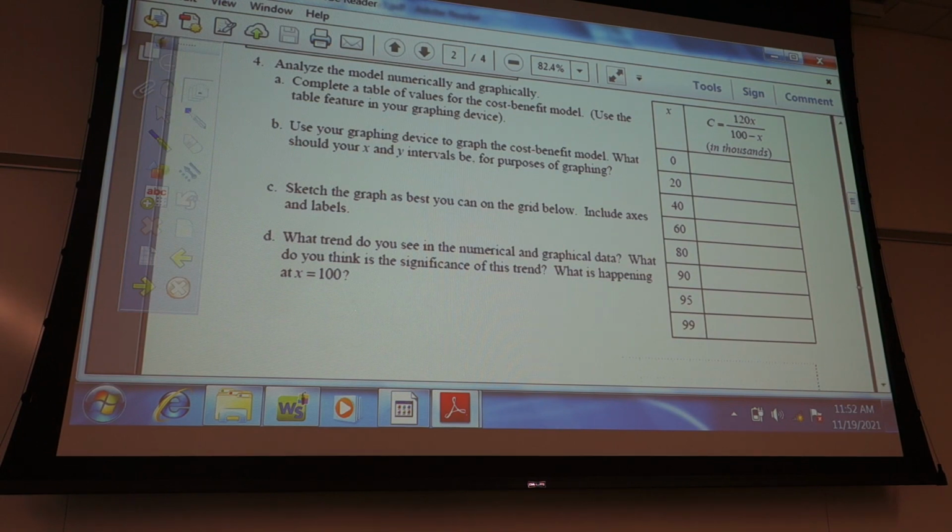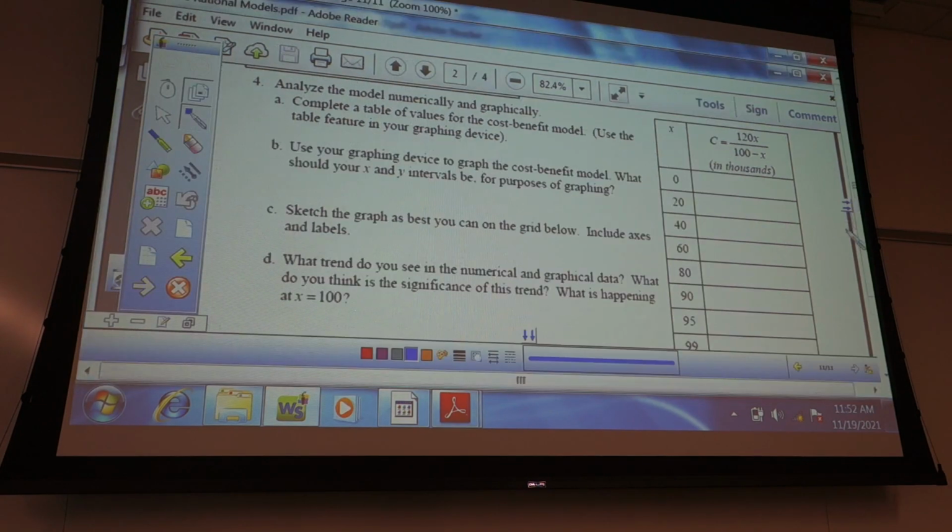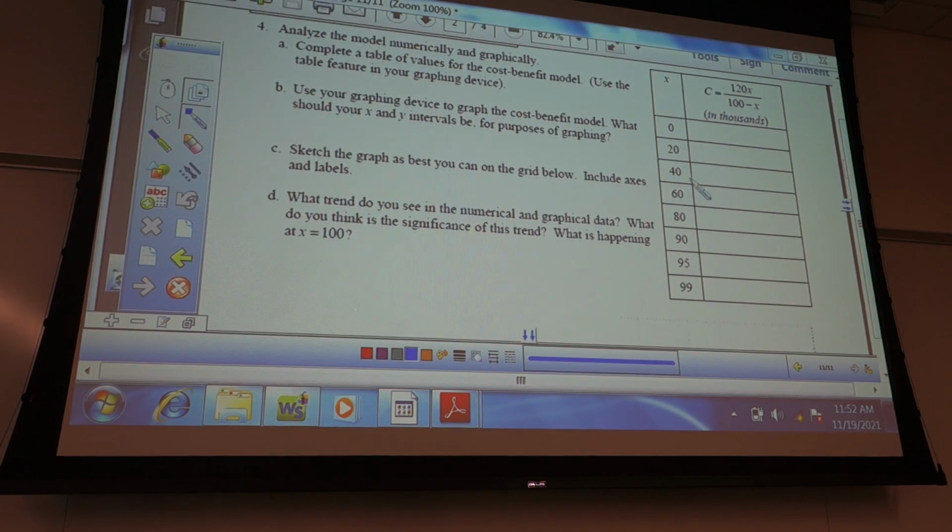So we're going to analyze it graphically and numerically. Which means what I need you folks to do is find these numbers here, and then we'll graph it. So first, go ahead and find all of those. We found 20 and 80 already. What was 20 again? 30,000, so just put 30. And then 80 was 480,000.